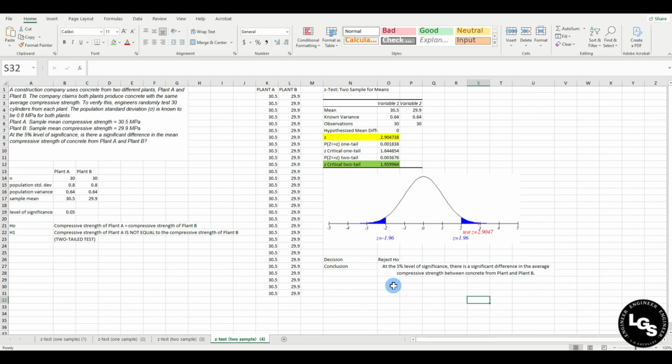So our conclusion, at the 5% level of significance, is that there is a significant difference because we rejected the null hypothesis. So this is how we use the z-test for two samples in Excel.